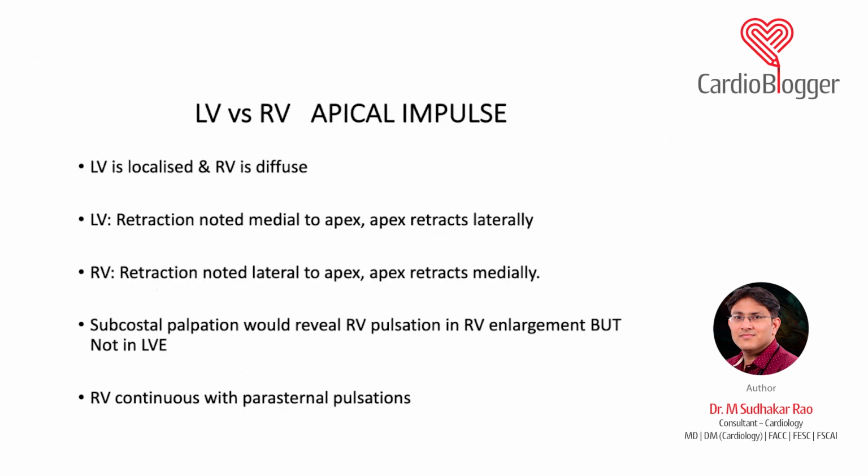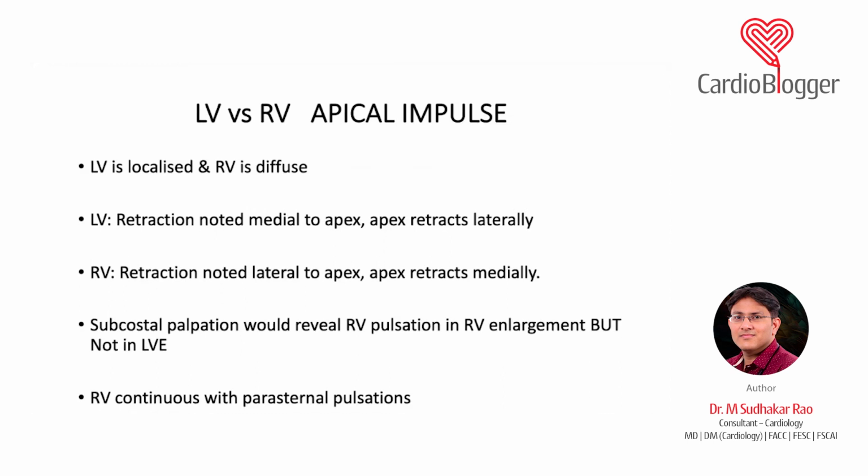Now coming to the most important point: what is an LV apex and what is an RV apex? This is the most important thing, and you will get confused about it most of the time. However, the basic rule you should always remember is two important points. An LV apex is a localized apex. Second, an LV apex is always shifted down and out. We know an RV apex is usually diffuse. An RV apex doesn't have a spatial character.